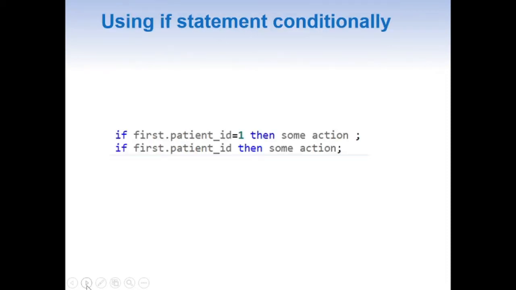Now that we have understood that first.patient_ID equal to 1 means that is the first observation, we can use this kind of statement in our logic by simply using them conditionally. That is, we can simply say if first.patient_ID equal to 1, then do some action. This could be further simplified by just saying if first.patient_ID, then we can do some action. Now let us see how we can use this logic for our advantage.